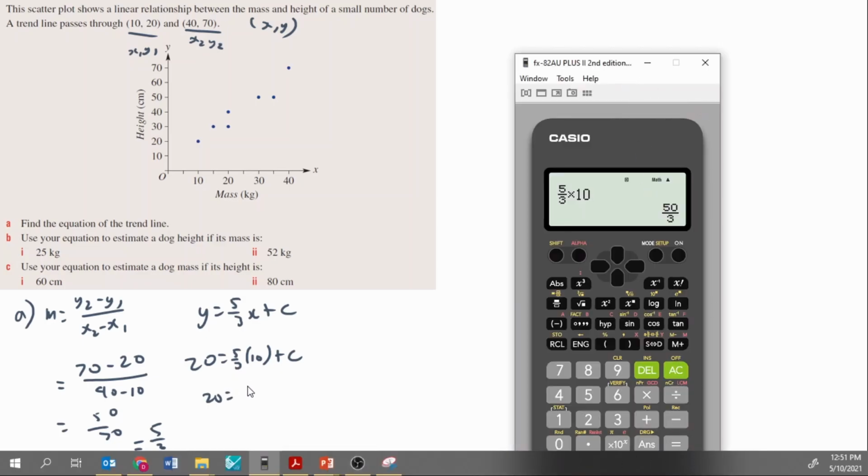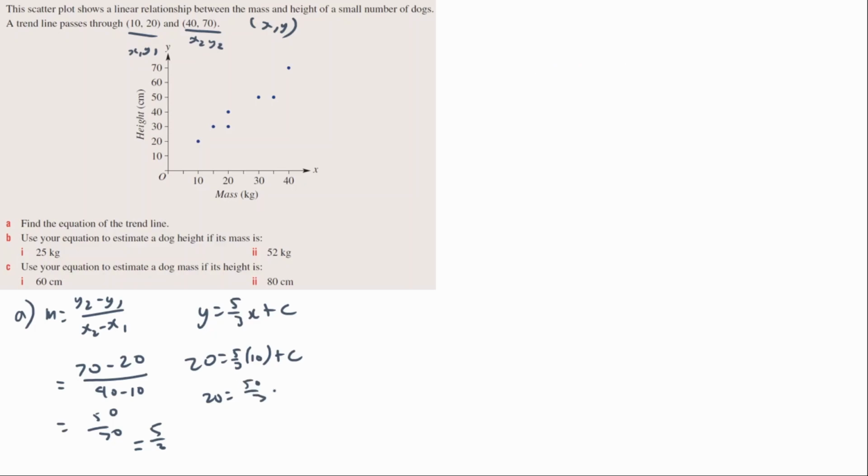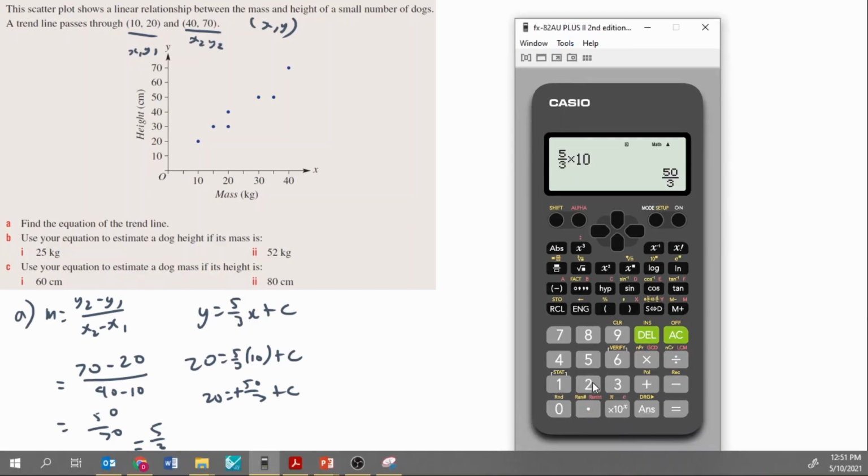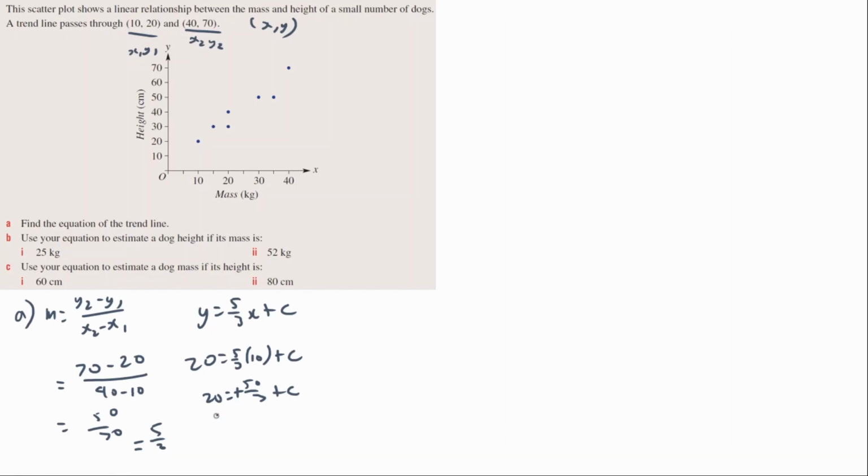So that means 20 equals 50 over 3 plus c. And because there's no sign in front of that, that means it's a plus. So I'm going to subtract 50 over 3 from both sides. So I'm just going to do 20 minus 50 over 3. Let's put that into the calculator. Press enter and you get 10 over 3. So that means 10 over 3 equals c. So I'm just going to keep that as a fraction.